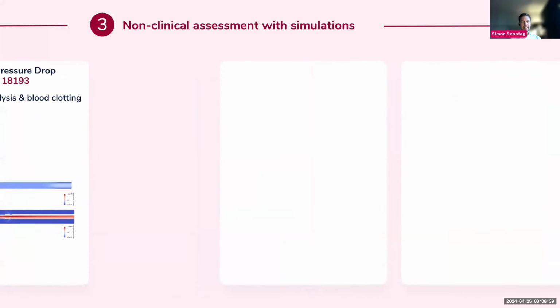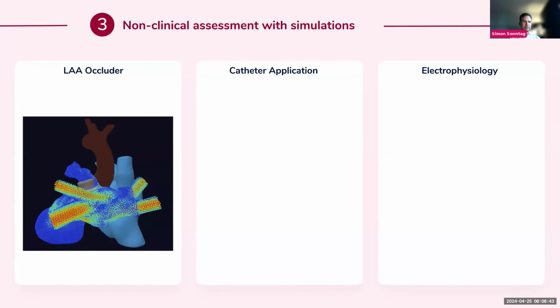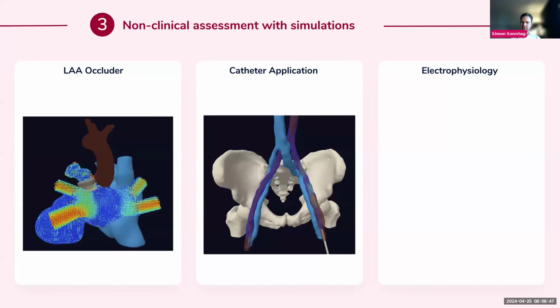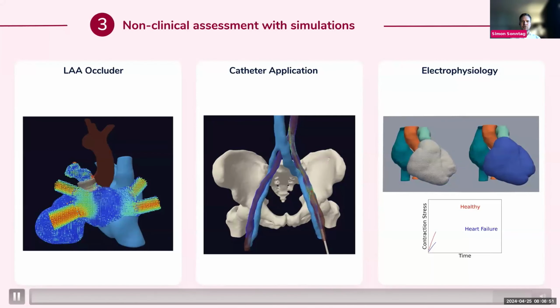And then as a next step, this can then be performed and combined with the anatomical data, like here with an LAA occluder device, but also the catheter application. This is an example I want to show next in more detail. And then finally, also what is possible is to use electrophysiology to even include the beating heart in the assessment there under different conditions.